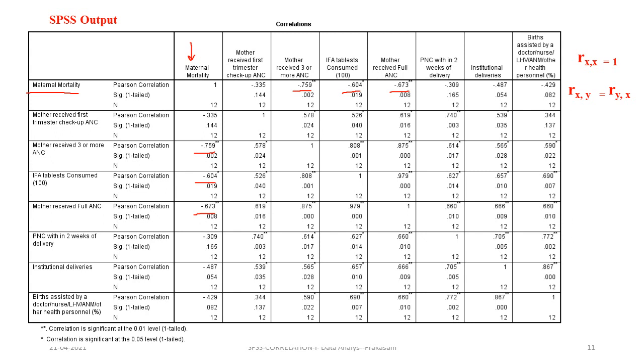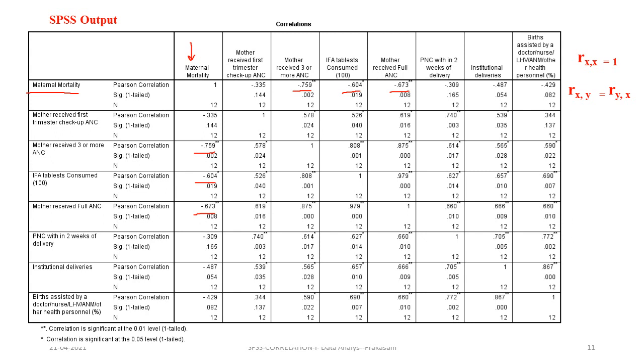Next thing is that Rxy equals Ryx. That means the values diagonally above and diagonally below will be the same in the correlation matrix. That you can observe here. Maternal mortality and mother receiving 3 or more antenatal care is minus 0.759. Down below in the column wise, if we see, it is minus 0.759. Therefore, these values will be the same.